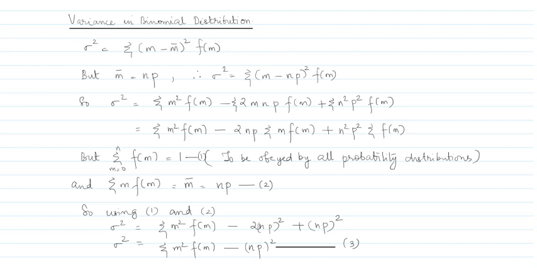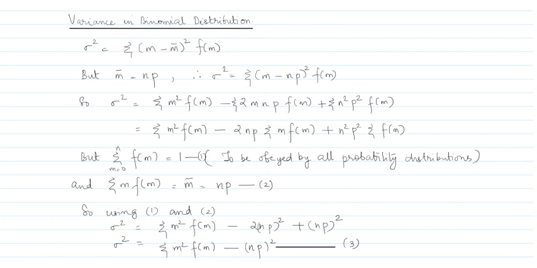If we look at this expression, the summation is over m, so you can take np out of the summation. Here also n square p square comes out of the summation. Now I already know that for any probability distribution, the sum of all probabilities should be 1. So this term just becomes n square p square. And we also know that summation mfm is nothing but our expectation value or the mean value of the random variable, which is m bar. And what is m bar? M bar is nothing but np.